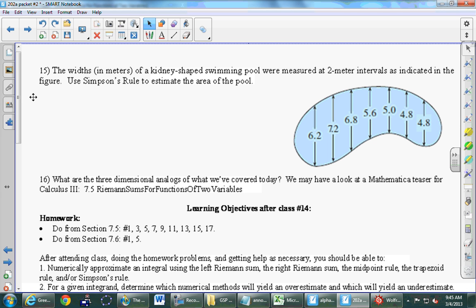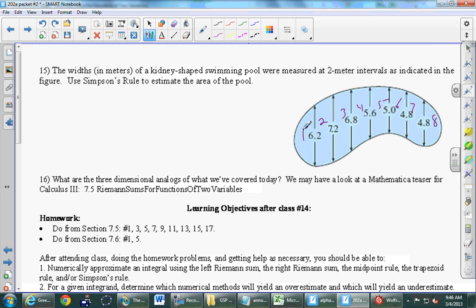So how many different spaces do you see in the pool? I heard 8, I heard 9, I heard another 8. There are 8 spaces in this pool: 1, 2, 3, 4, 5, 6, 7, 8. So we could estimate this thing using how many rectangles? 8 rectangles, no problem. You could use 8 midpoint rectangles, 8 left rectangles, 8 trapezoids, but things are weird because it's all curvy.